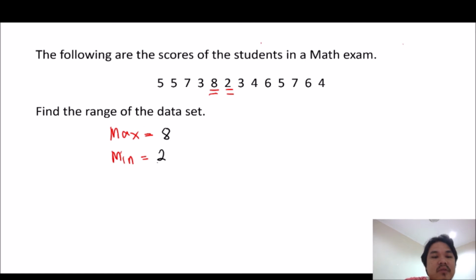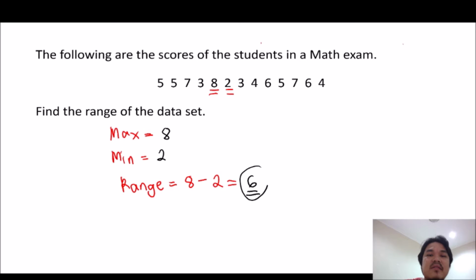Suppose you are given this data, and these are the scores of the students in a math exam. To find the range of the data set, we will start with identifying the maximum value, and the maximum value is 8. Next will be the minimum value, and the minimum value is 2. To find the range, we just subtract the minimum from the maximum value. So that is 8 minus 2, and 8 minus 2 is 6. So the range of the data set is 6.